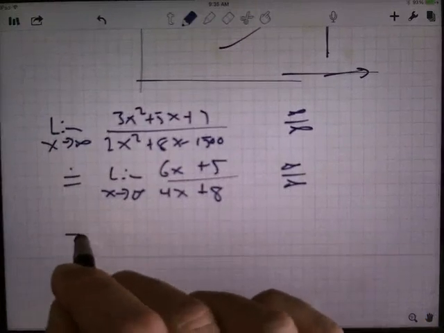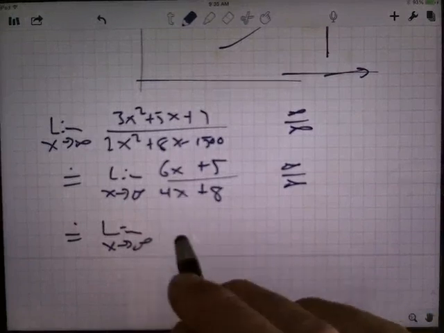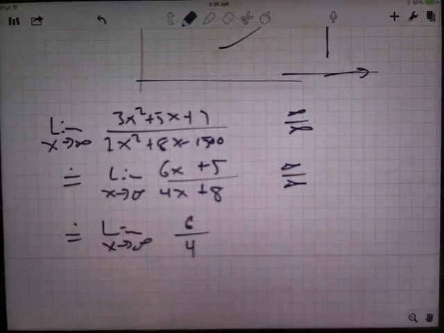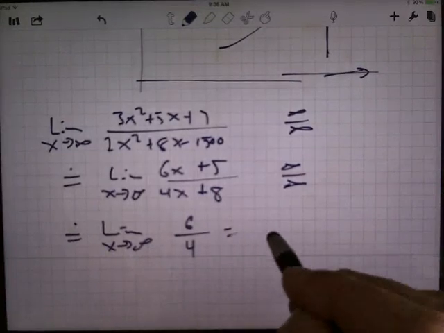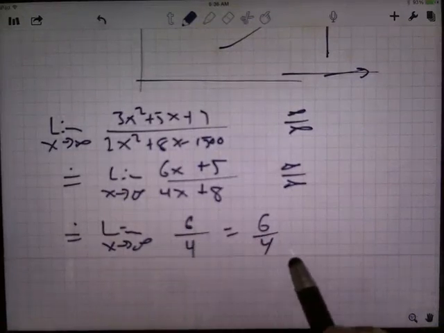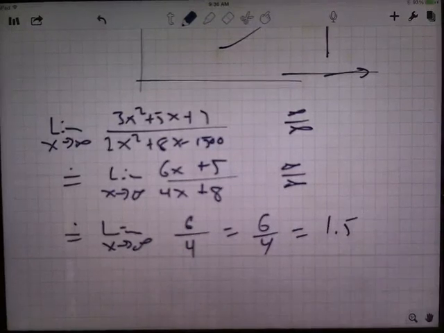So let me apply L'Hopital's rule one more time. The limit as x goes to infinity of the derivative of the top, which is 6, over the derivative of the bottom, which is 4. This is now not an infinity over infinity situation, so plug the infinity in for x, but there aren't any x's left, so it's just 6 over 4, which is 3 over 2, or 1.5. So you can use L'Hopital's rule here in this infinity over infinity situation. Now, granted, that may have been easy enough to do even without it, but it works.